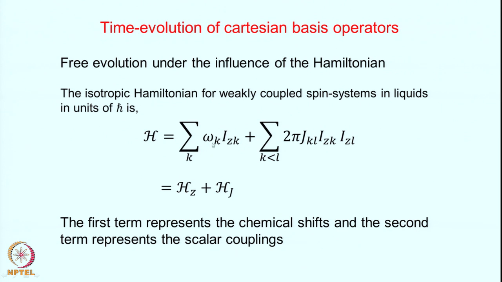This is the precessional frequency of the k spin, and this is the coupling constant term, where J_kl is the coupling constant, and the operator term for the interaction is I_zk I_zl, or you may call it I_kz I_lz. It is the same thing, just the indices are changed. Briefly we write it as Hz plus HJ. This is the coupling Hamiltonian, and this is the Zeeman Hamiltonian. The first term represents the chemical shifts and the second term represents the scalar couplings.